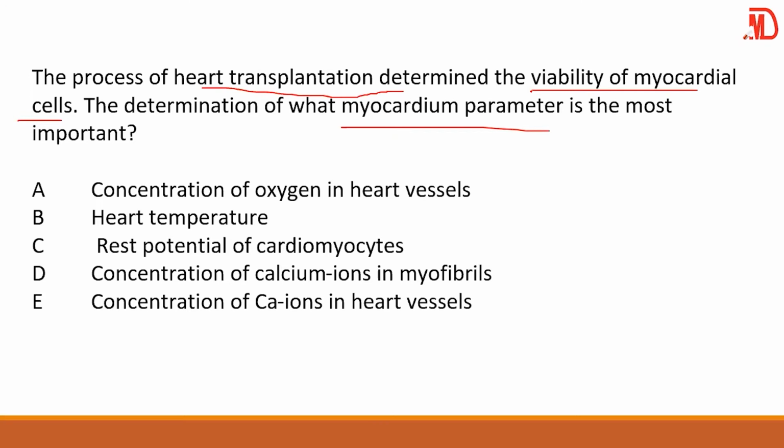So here we are looking at the resting membrane potential of the cardiomyocyte as our parameter for determining the viability of myocardial cells. So here we are looking at the resting potential of the cardiomyocyte. That is C. All right.